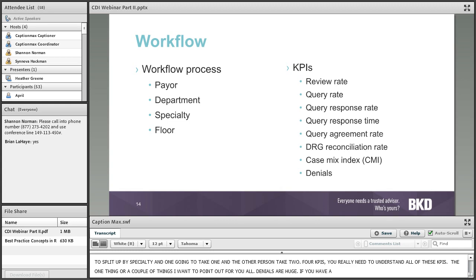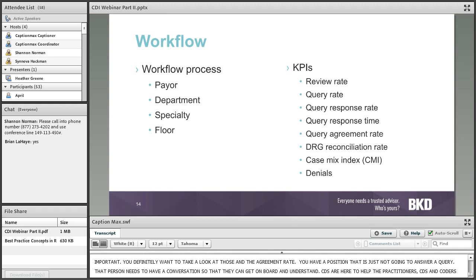For KPIs, the C-suite really needs to understand all of these KPIs. There are a couple of things that I want to point out for you all. Denials are huge. If you have a lot of denials, the folks that are working your denials need to be working with your CDS so that your CDS can mitigate and stop those denials before they happen. Take that process and find out what's going on. Your review rate, you know, how efficient are your CDS in terms of getting the charts reviewed? Your query response rate and time are extremely important. You definitely want to take a look at those.